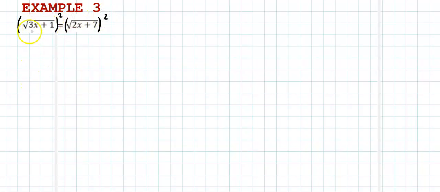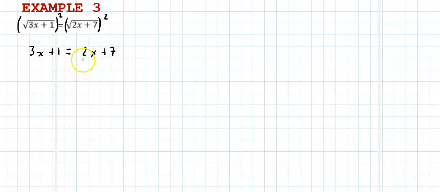So on the left side we have the square root of 3x plus 1 to the second power. The solution is 3x plus 1. And in the square root of 2x plus 7 to the second power, the solution is 2x plus 7.